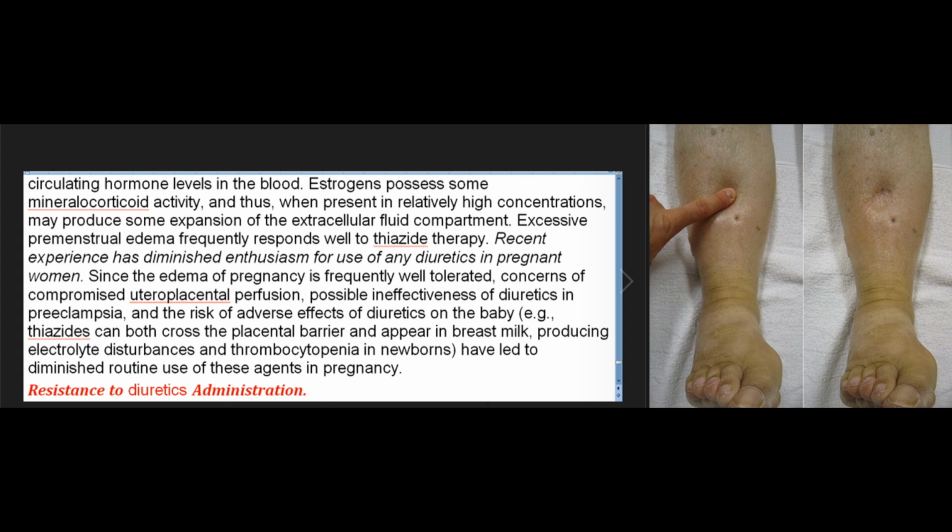Recent experience has diminished enthusiasm for use of any diuretics in pregnant women. Since the edema of pregnancy is frequently well tolerated, concerns of compromised uteroplacental perfusion, possible ineffectiveness of diuretics in preeclampsia, and the risk of adverse effects of diuretics on the baby, for example thiazides can both cross the placental barrier and appear in breast milk, producing electrolyte disturbances and thrombocytopenia in newborns, have led to diminished routine use of these agents in pregnancy.